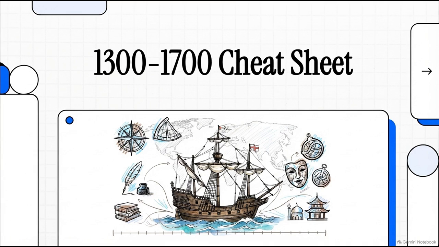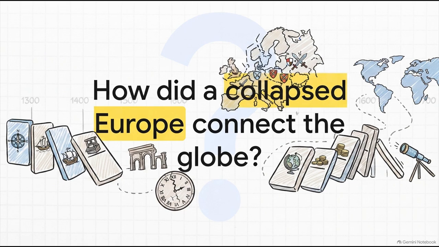By the time we're done here, you'll have a complete timeline of this era, perfectly tailored to help you ace your tests. But first, just think about this absolute grand mystery for a second. How on earth did a fragmented, collapsed Europe, which was essentially just a bunch of isolated warring tribes after the fall of Rome, suddenly wake up and trigger a chain reaction that connected and completely changed the entire globe? It is literally one of the greatest domino effects in human history.